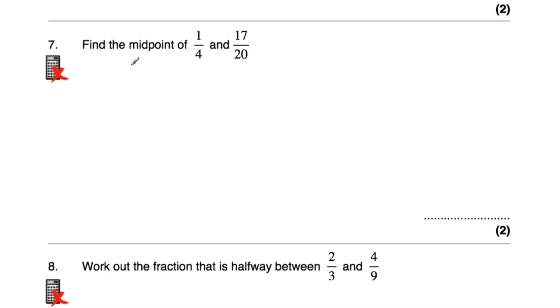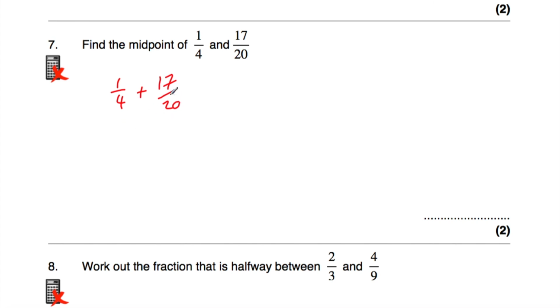So question number 7 says, find the midpoint between 1/4 and 17/20. So to find the midpoint of two numbers, we add them together and half it. So let's add these two fractions together and then divide by 2. So let's take our two fractions, 1/4 plus 17/20. We're going to add them together and then we'll divide by 2. Now to add these two fractions, they need the same denominator. When we're adding two fractions, they need a common denominator.